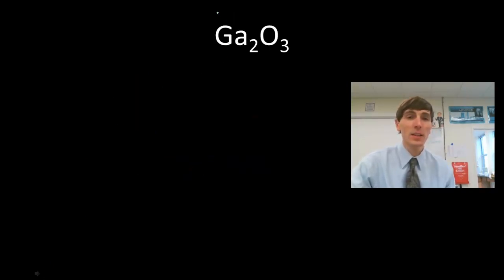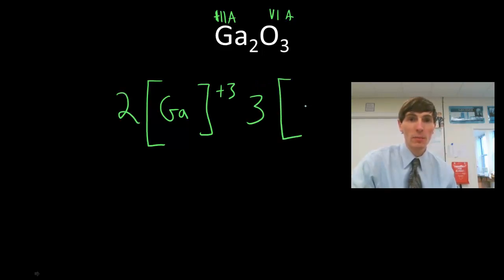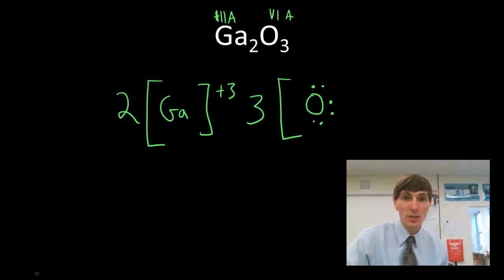And the same idea here. Gallium is in group 3A, so it's going to form group 3A. Oxygen is in group 6A. So gallium is going to likely form a +3 charge, just like aluminum. Oxygen, we have 3 of them, 2 of these. It's going to form a -2 charge. It needs 2 more electrons to fill its outer energy level. So I'm going to draw my oxygen. I do need to draw dots on oxygen because it has a full outer energy level. So we need to draw those dots, -2.